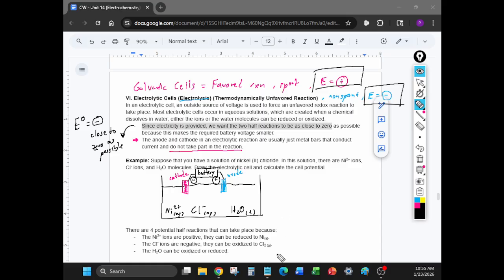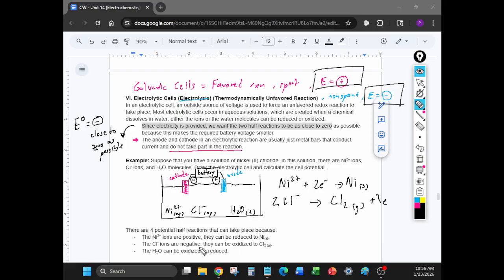All right, so we have three different compounds that are involved: nickel, chloride, and water. Now there are four possible half reactions. First, since nickel is positive, right? It's a positive ion. It can be reduced. It could gain electrons to become Ni solid. That's one possibility. The other possibility is Cl- is negative, so it can be oxidized. So that means it could lose an electron and become Cl2 gas. So in an electrolytic cell, typically a gas will be formed and it'll lose 2 electrons because there will be 2 of them.